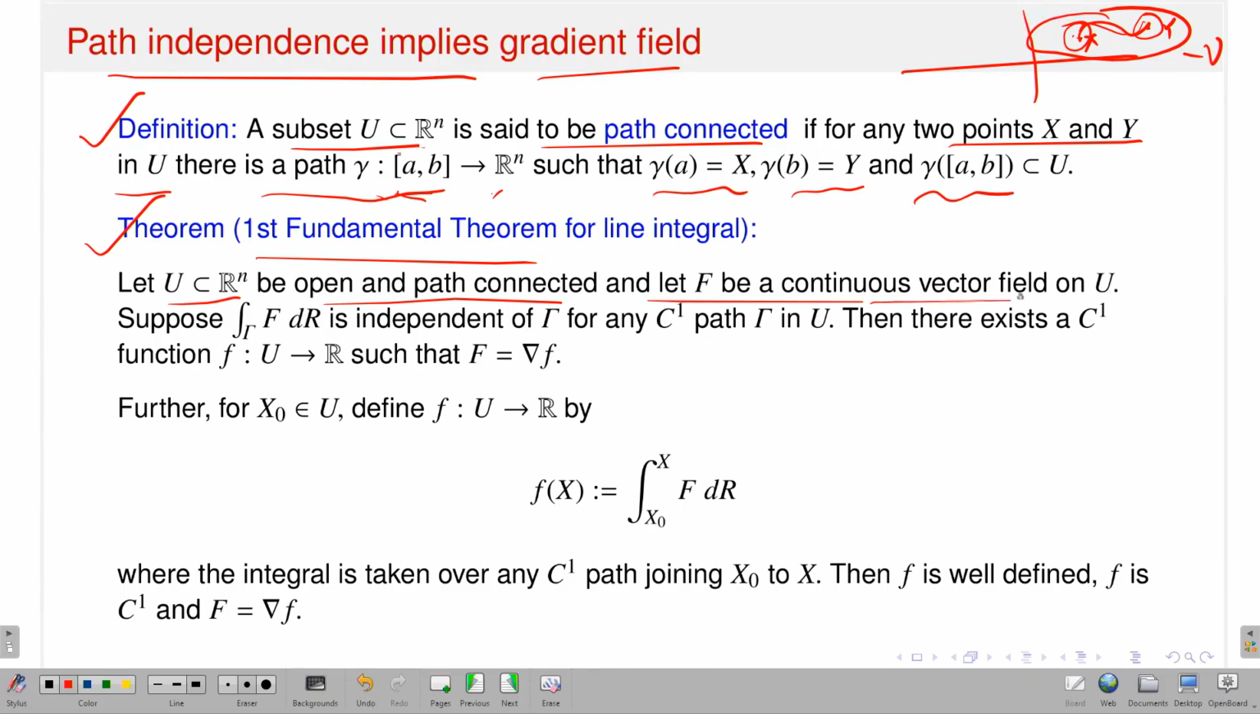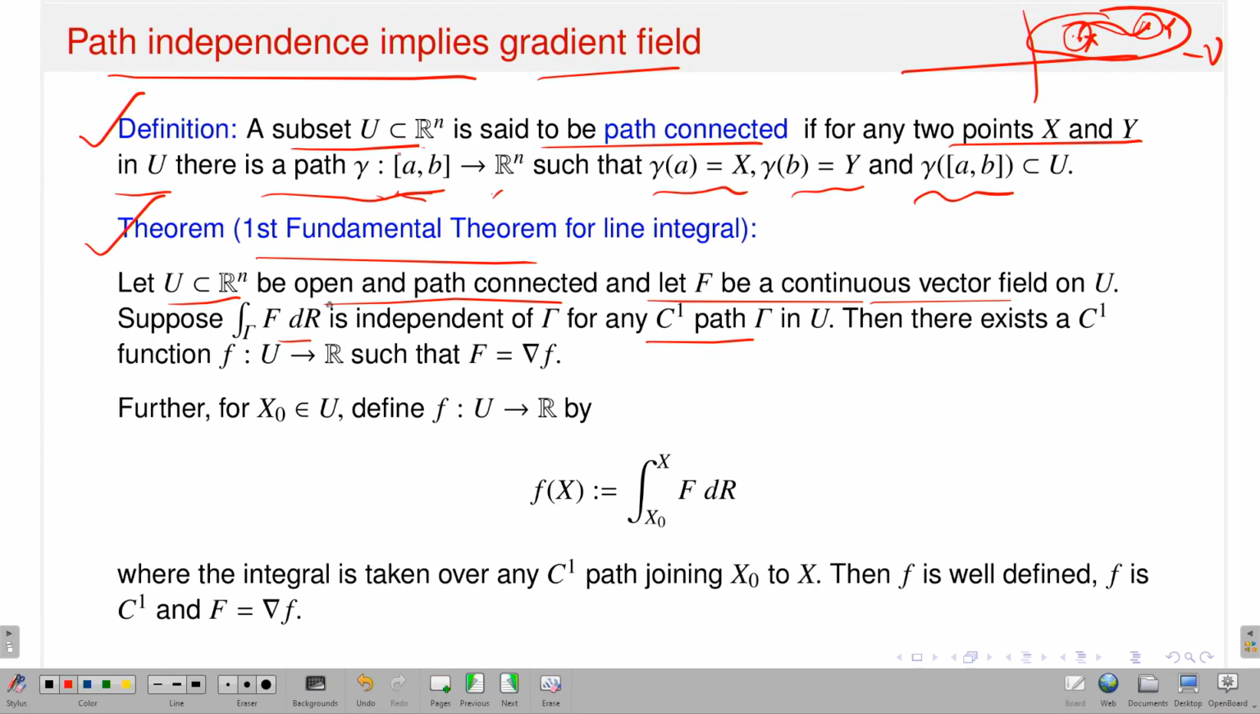Let capital F be a continuous vector field defined on U. Then the corresponding vector line integral of capital F over the path gamma, and that path is very nice. I am saying that this path is actually a C1 path. That means a path is a function, it has a parameterization, and that parametric form is actually C1. That means it is differentiable and the derivative is continuous. Suppose this is the case, then what follows?